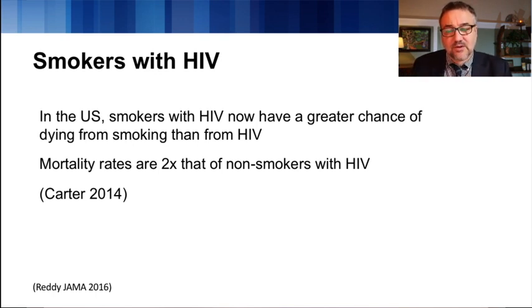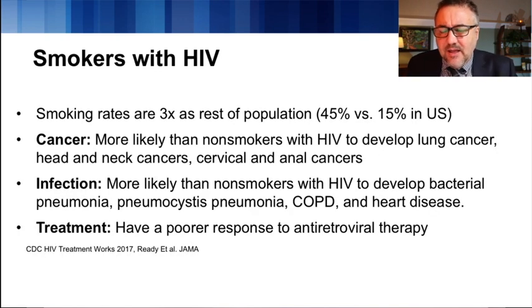So smoking has a huge impact on this population. Why is that? The first thing is that smoking rates are very high in the HIV positive population. We have about 45% of HIV positive people smoking in the U.S., versus about 15% in the rest of the U.S. I actually don't know that data in other countries, and I'd be interested if folks in this course do know that information. I looked for it and couldn't find it. But we definitely see much higher rates of smoking.